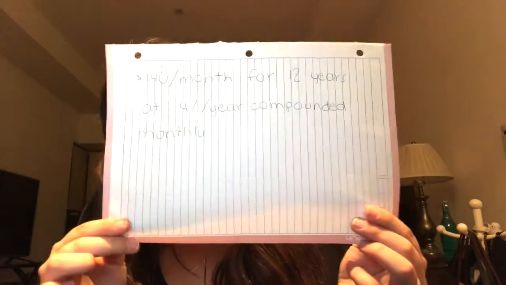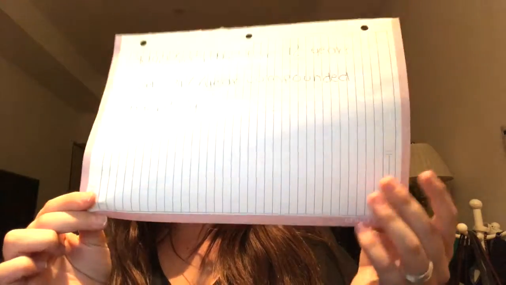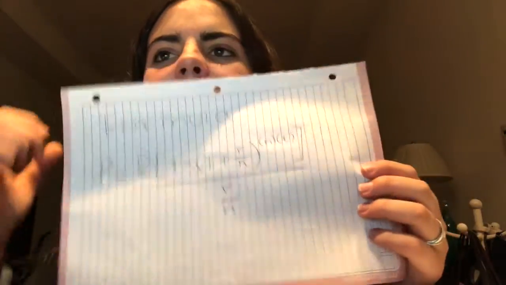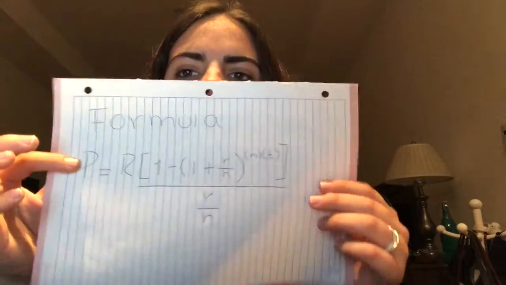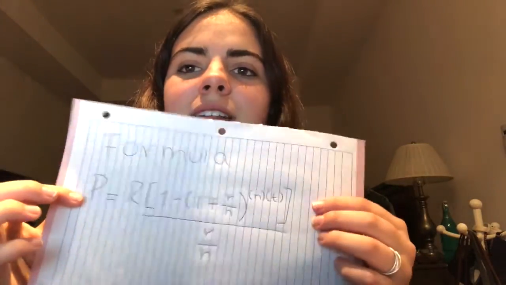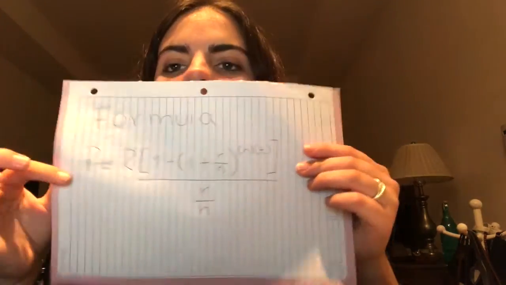Right now, I'll show you how to solve an ordinary present value annuity. Let's suppose that you have $140 per month for 12 years at a 4% rate per year compounded monthly. For us to understand what we have to do, we have to look at the formula and understand which values are what. In this case, we have to use negative n times t, because the problem is telling us that it is happening over more than 1 year, so you have to multiply by the number of years.